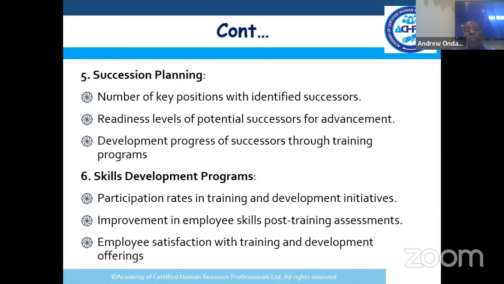the reactions to the training, whether it was relevant or not. So we expect that as HR managers, when we are doing our manpower plan, we will be looking at the skills development programs in terms of the participation of employees, how they have helped them to improve, and the extent to which they are happy with those programs.